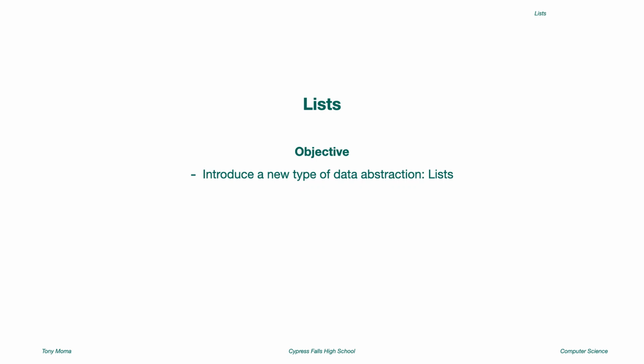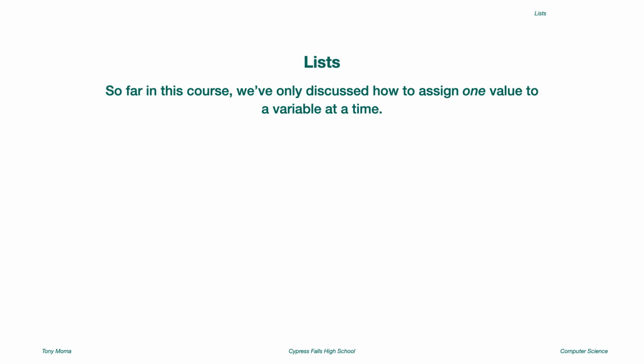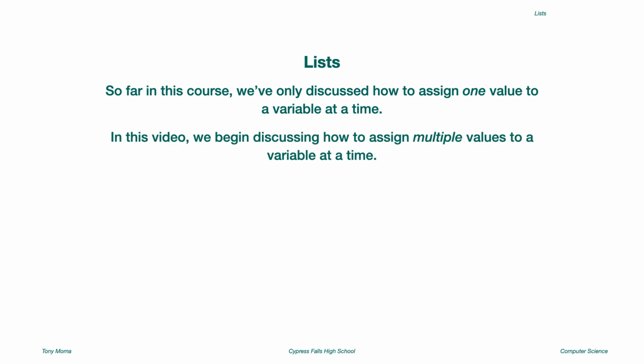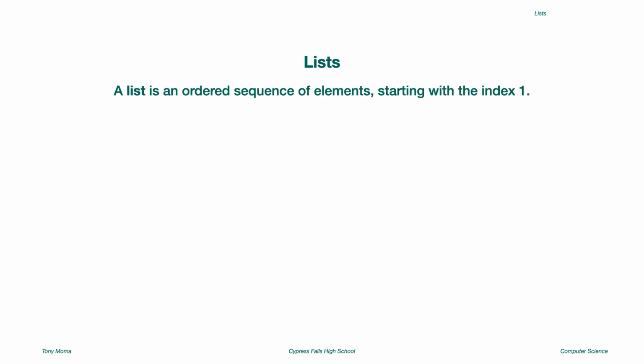Lists. In this video, we will introduce a new type of data abstraction, lists. So far in this course, we've only discussed how to assign one value to a variable at a time. In this video, we begin discussing how to assign multiple values to a variable at a time. This is done with a list variable. A list is an ordered sequence of elements starting at index 1.